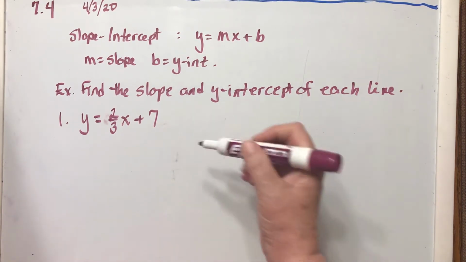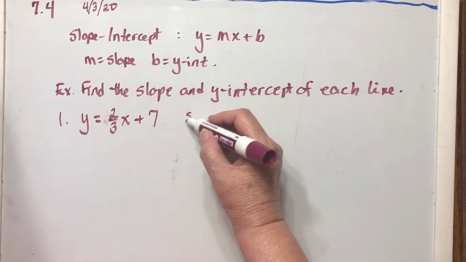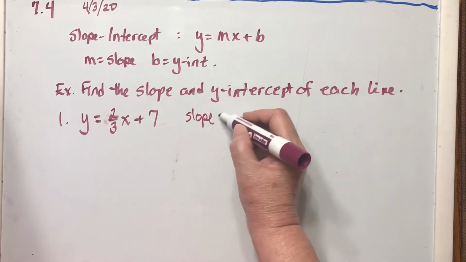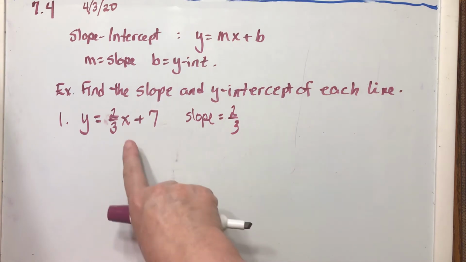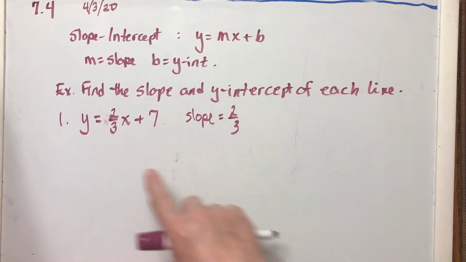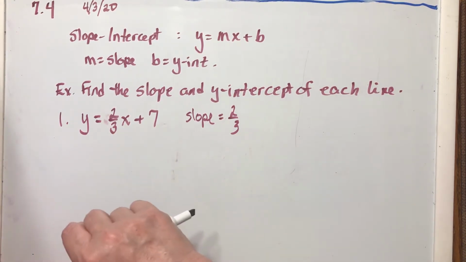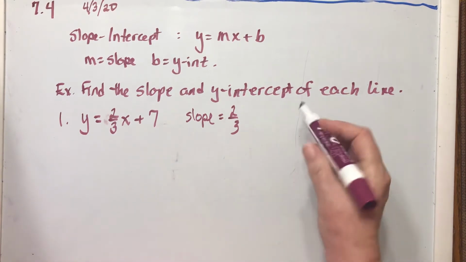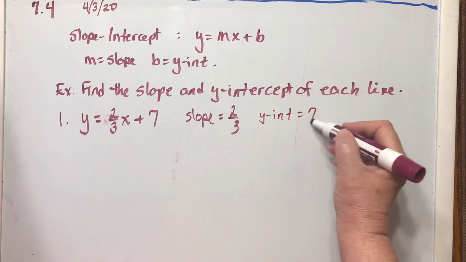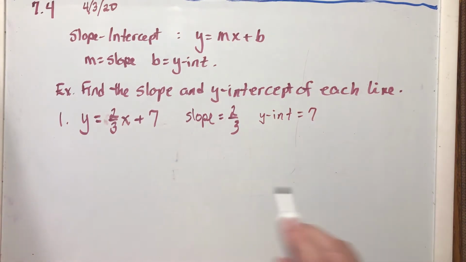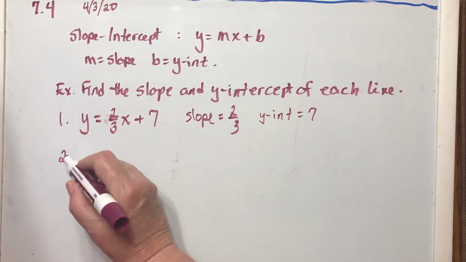All we have to do is state the answer, and our answer would be that the slope is 2/3. Now, one thing that students will do wrong there is they'll put 2/3 x. The slope is just the coefficient of the x. Don't put the x with it. And the y-intercept in this example is 7. Doesn't get any easier than that. So of course they're going to make it a little more challenging.